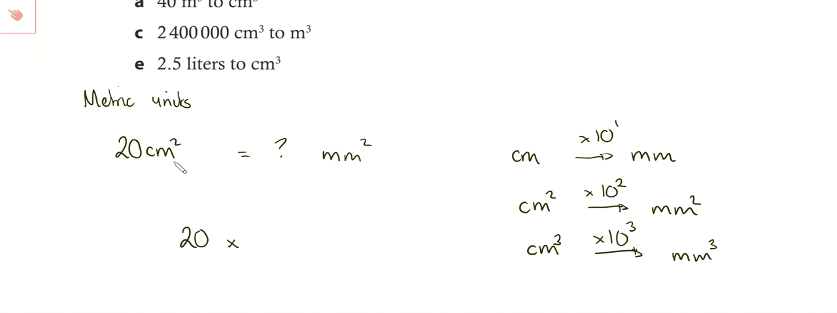So, how many do we have? Well, it's going to be 20 times 10 squared, which is 20 times 100, which is 2,000 square millimetres. Okay. Make sense? So all we've got to do is remember.